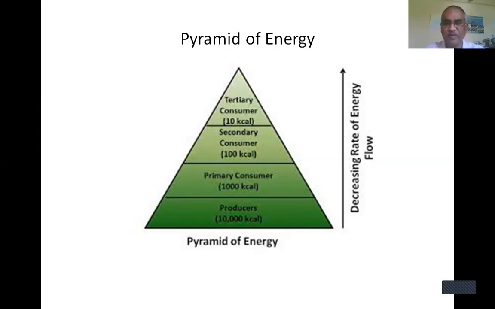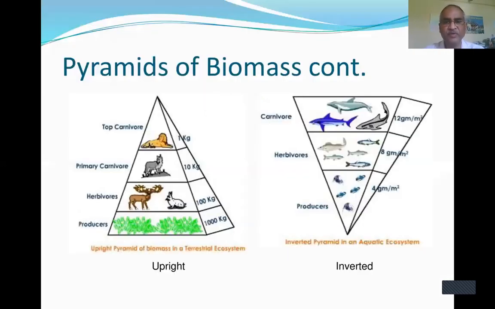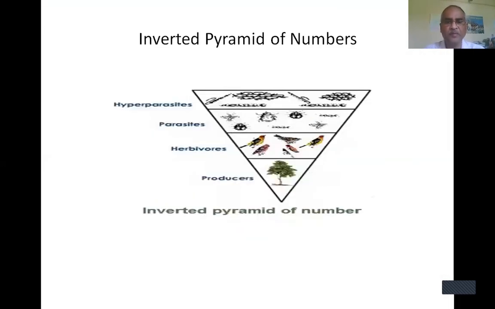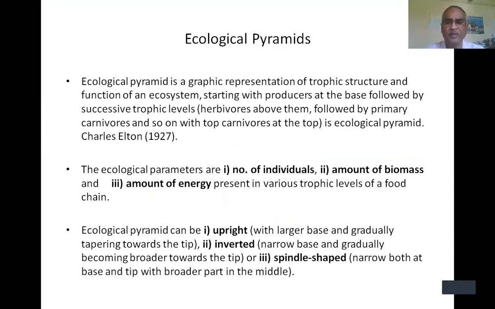So this is about the ecological pyramids. So as I mentioned, you have seen three types of pyramids, basing on number of individuals and amount of biomass, and the third one is amount of energy. So that's all I wanted to explain to you in ecological pyramids.